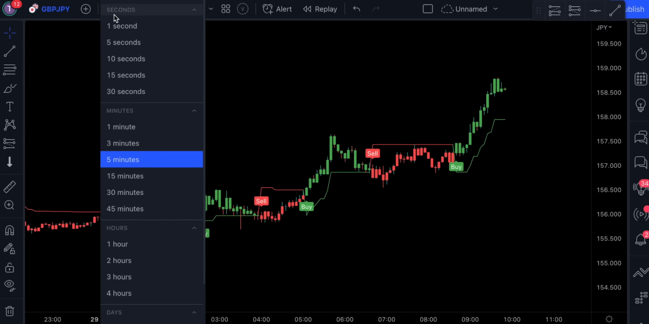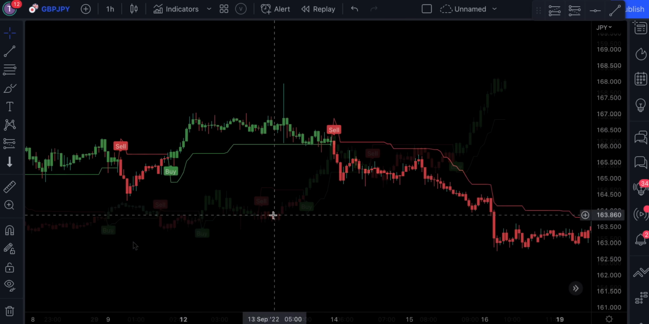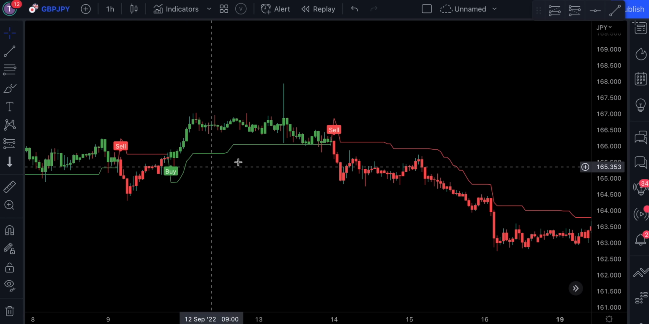You can use this indicator on different time frames. I think it works the best on higher ones because of less noise and manipulations in the market. It issues really accurate signals in a trending market.